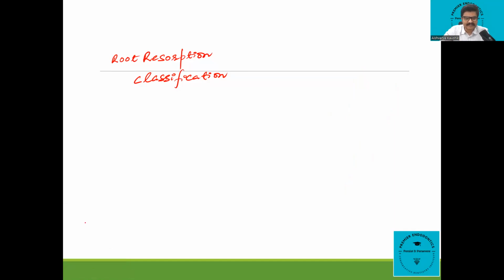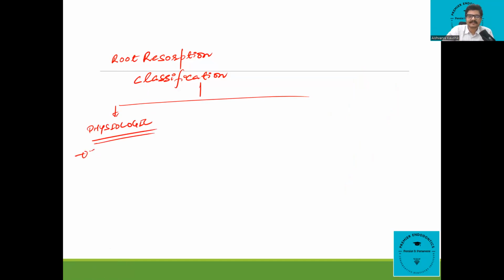If we try to classify root resorption, then it is primarily of 2 types. One is physiologic, that is happening to all of us, right? There is no pathology involved. What is that? The classic example is exfoliation or shedding of primary teeth. Simple. Then we have the pathologic.